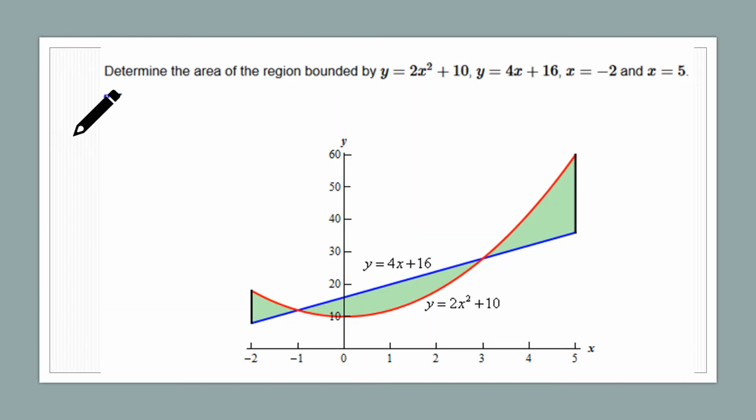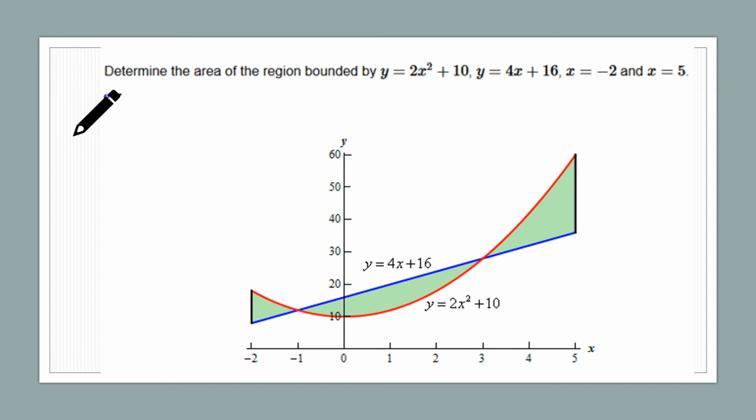Here we are interested in finding the area between the two curves. The blue one is y equal to 4x plus 16, and the red one is y equal to 2x squared plus 10. The first one is a linear straight line, the other one is a parabola. But when we see the diagram, if we are interested in finding the area when x ranges from negative 2 to 5, we can split this into three, where the first one is from negative 2 to negative 1, the second one is from negative 1 to 3, and the third one is from 3 to 5.